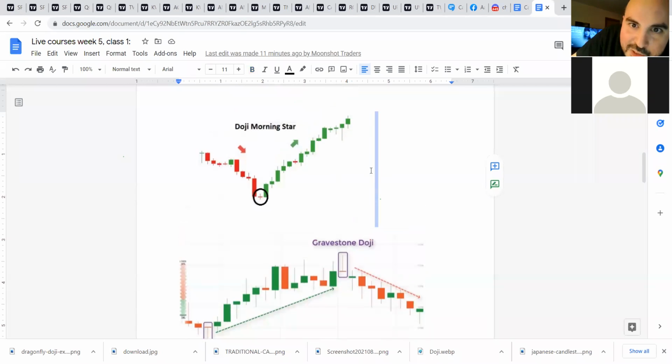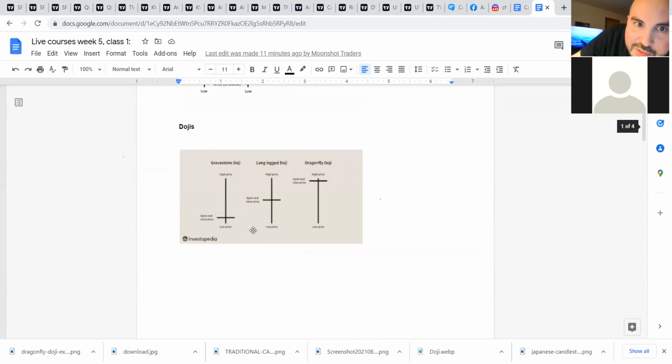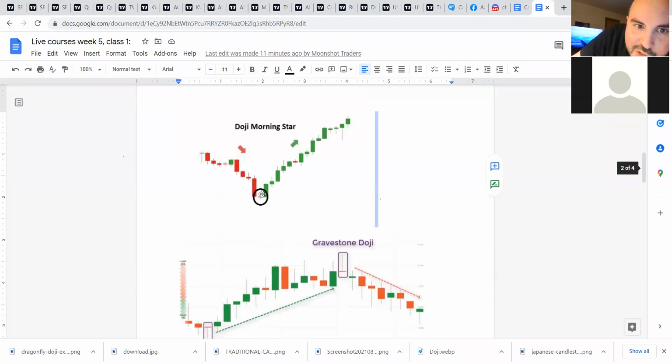So just jumping back up, because I have this a little bit out of order. Another doji is your morning star, and basically that's a long-legged doji. But look at where it's at. It's at the end of a downtrend. So you're downtrending, you've got your big old red candles, and all of a sudden you see this.